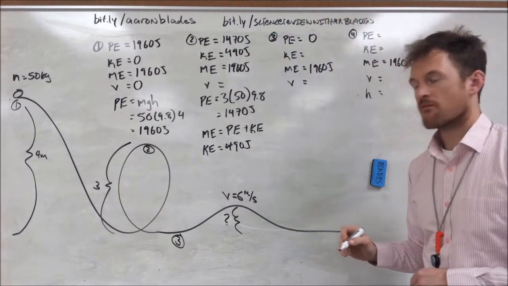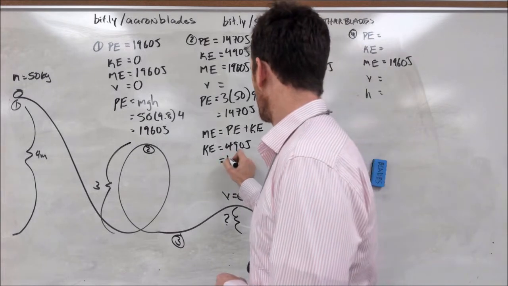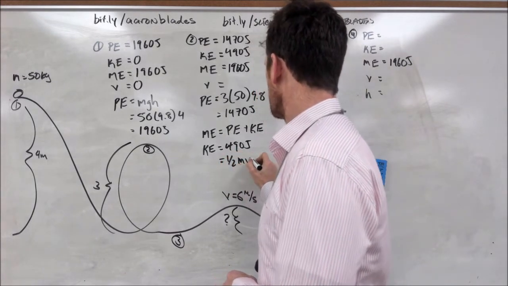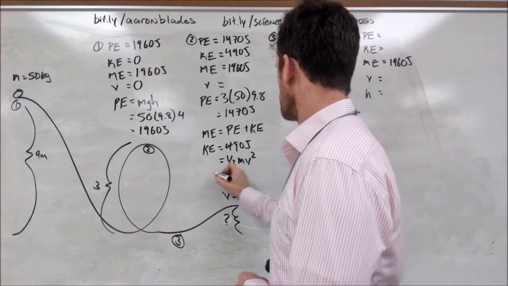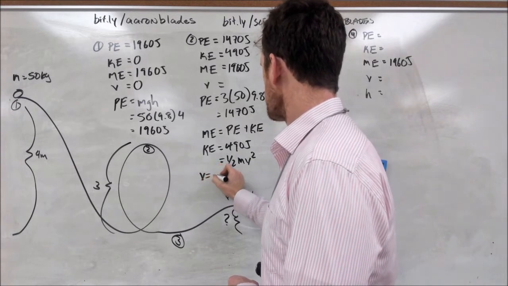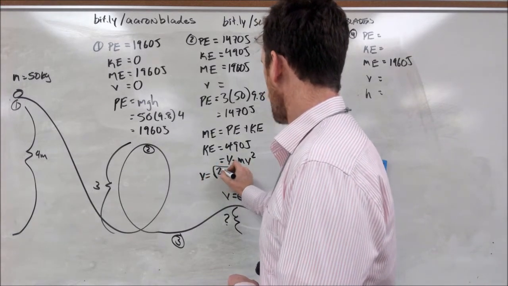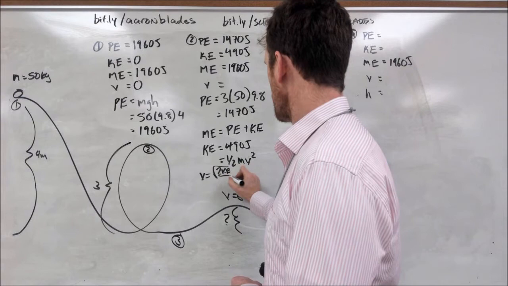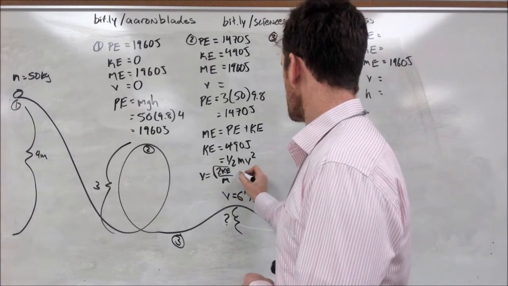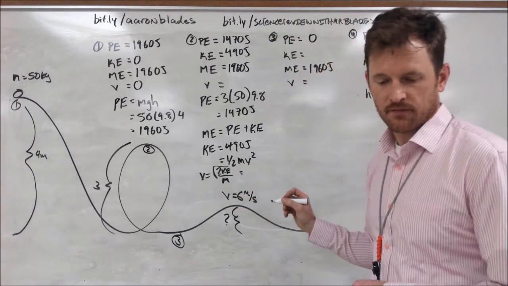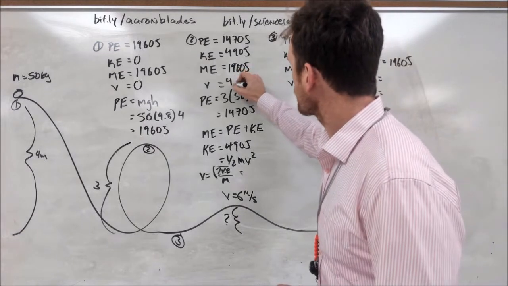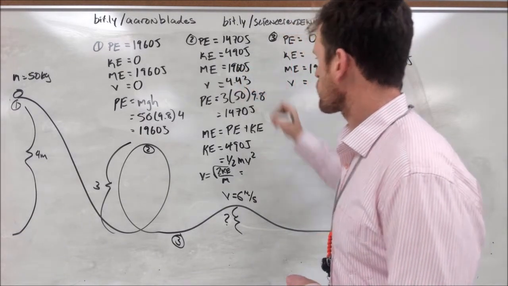This lets us plug our kinetic energy into our kinetic energy equation, 1/2 mv squared, and we can solve for v using the square root of 2 times the kinetic energy over mass, which in this case is equal to 4.43 meters per second.